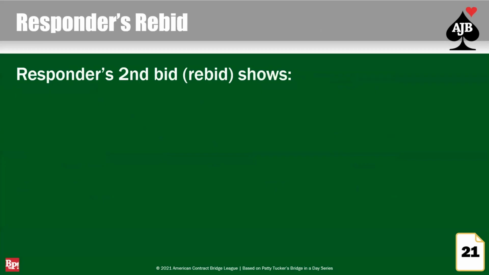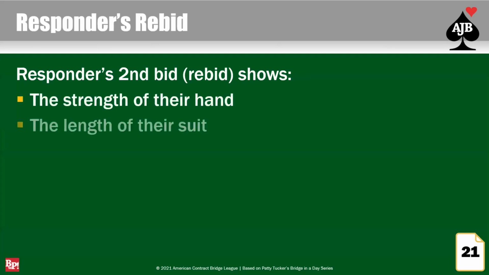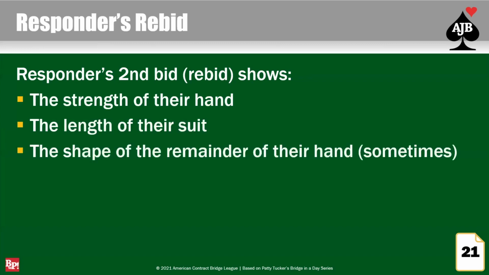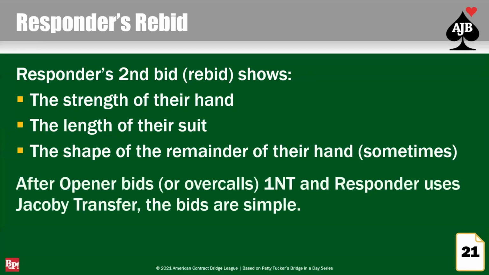One thing that you can remember about Jacoby transfers and Stayman is that Stayman is asking a question. Jacoby transfer is telling you to do something. So Stayman asks, Jacoby tells. So responder's rebid, responder's second bid, is going to show the strength of their hand and the length of their suit. And sometimes they can tell the shape of the remainder of their hand. After opener bids or overcalls 1 no trump and responder uses Jacoby transfers, the bids are really simple.